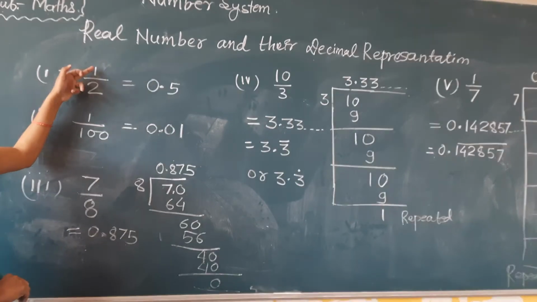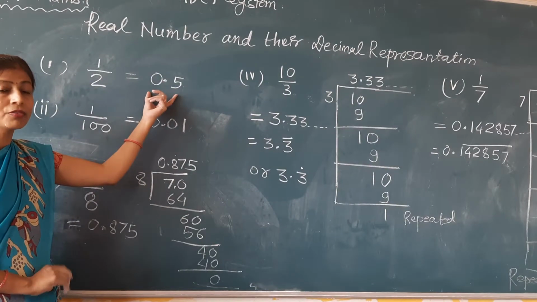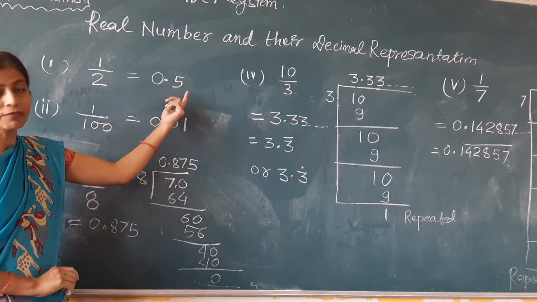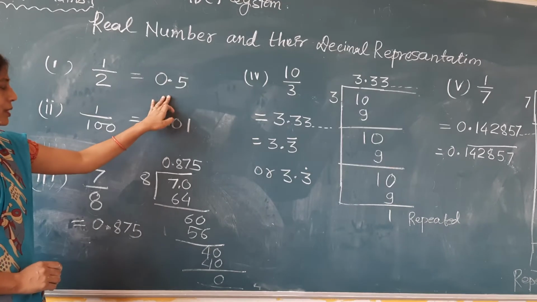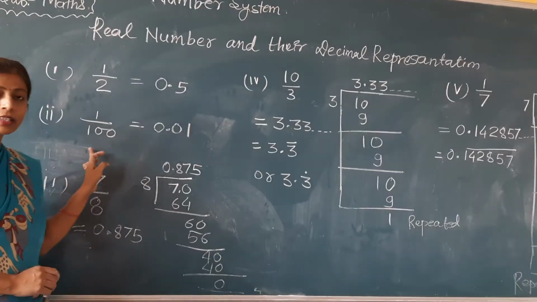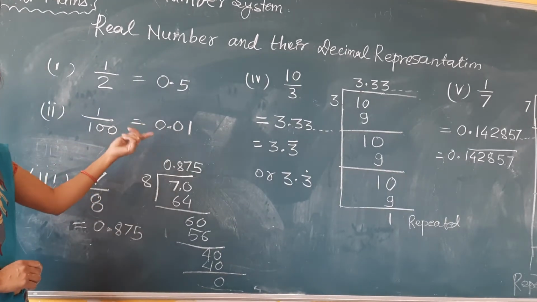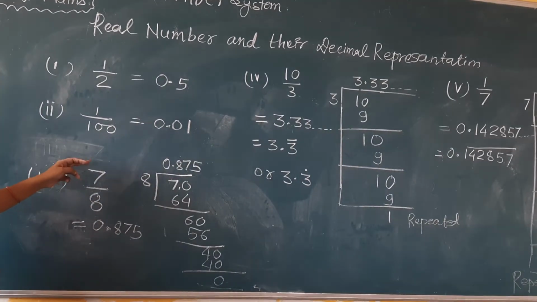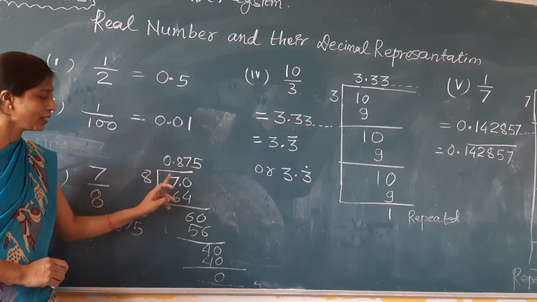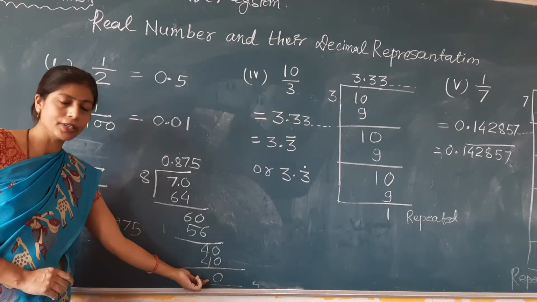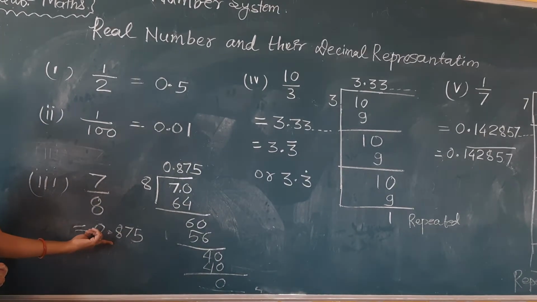Because when we divide 1 by 2, the division ends and we get our fixed answer, that is 0.5. This is our answer. This is a terminating decimal representation. 1 upon 100 we can write as 0.01. This is also a terminating decimal representation. 7 upon 8: when we divide 7 by 8, in a few steps we get the remainder 0. So this is a terminating decimal representation.